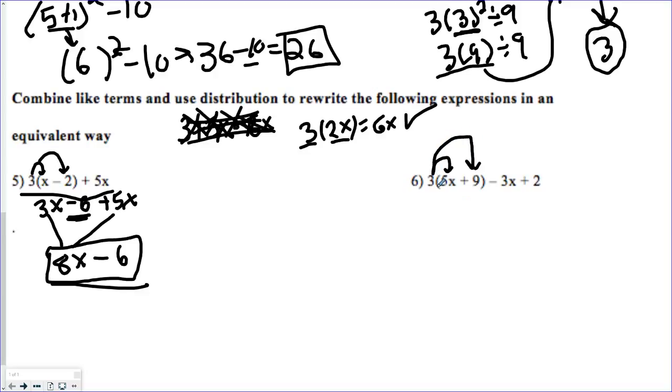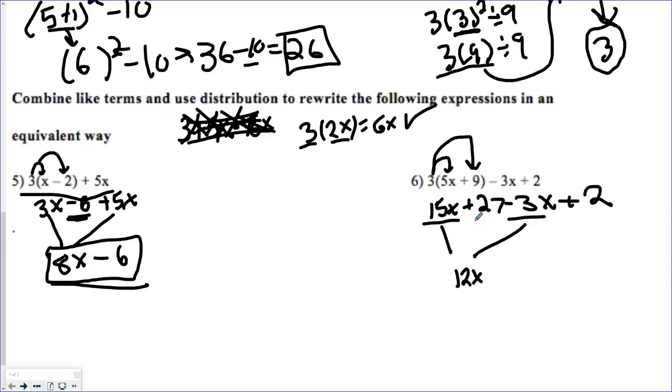both inside numbers. So 3 times 5x, 3 times 5 is just 15, so it'll be 15x. Plus 9 times 3 is 27. Then I bring down everything else, minus 3x, plus 2. Then I combine my x's first. So 15x minus 3x. Now, again, this is a minus 3x here, so make sure you say that to yourself. 15x minus 3x is 12x, not 18x. And 27 plus 2 is going to be 29.